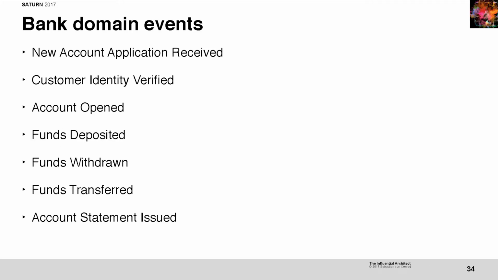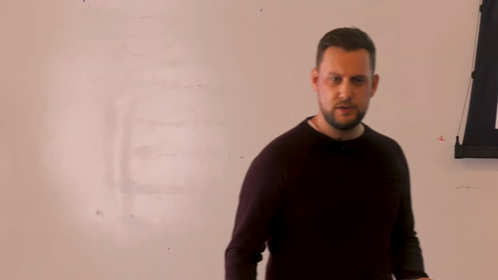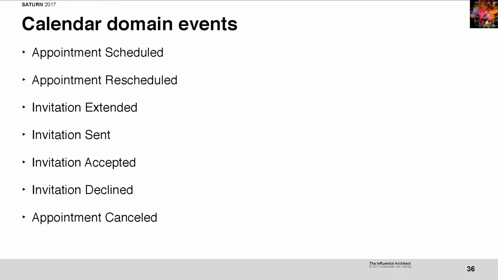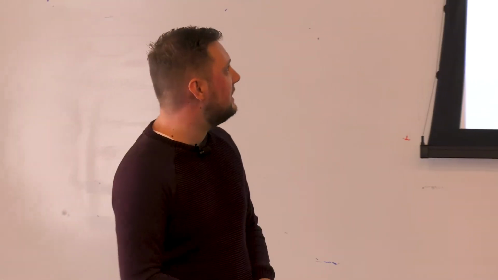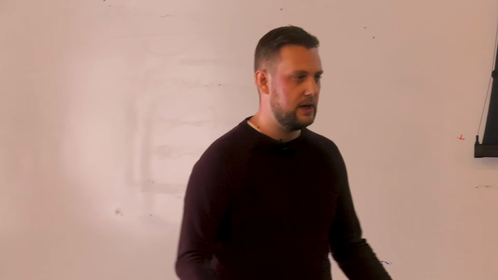So in a bank domain, we might have events that look like new account application received, customer identity verified, account opened, funds deposited, withdrawn, transferred, account statement issued, etc. In an e-commerce domain, like the one that I work in, we might have item added to shopping cart, item removed from shopping cart, order placed, payment received, goods dispatched, etc. In a calendar domain, and I like to talk about calendar domains because it's something that I think most people are very familiar with, you might have events such as appointment scheduled, appointment rescheduled, we've extended an invitation for somebody to join our appointment, which can then be accepted, declined, we can cancel the appointment and so on and so forth.